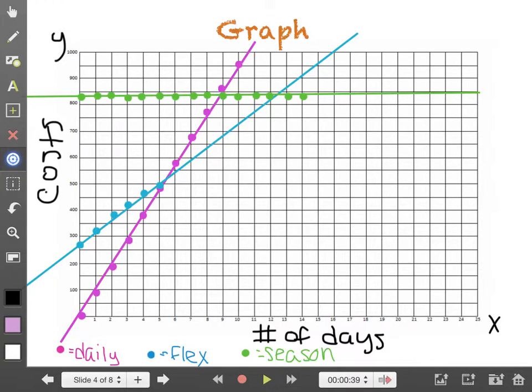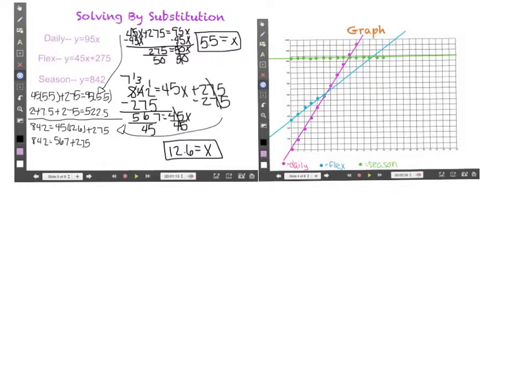The X and Y axis is X and Y, and X is number of days, the Y is the different cost. And so you would choose the daily pass up to almost $500 when it intersects with the Flex Pass. Then you would choose the Flex Pass all the way up to $842, then you would choose the Season Pass when it gets cheaper to the end of the 24 or 25 days. And you would choose the daily for about 5 days and then the Flex for about 12 days.